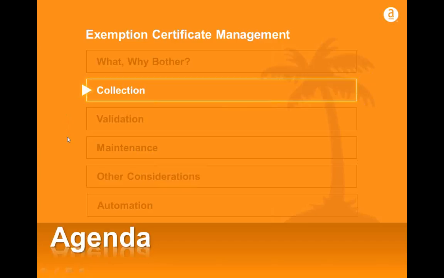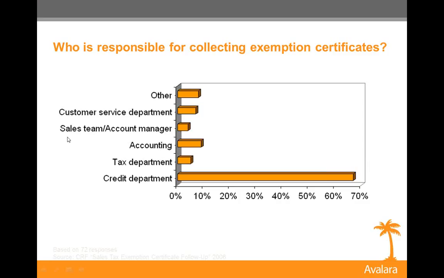So let's talk about the collection of exemption certificates. We've talked to a number of people and we've asked who's responsible in your department for collecting these exemption certificates. And what we found is typically it's the credit department that's responsible for collecting them. We've also found that the credit department is the one responsible for updating the customer records within the ERP. Sometimes the tax department never sees those exemption certificates until an auditor comes in the door, which at that point they may have been exempt incorrectly for a number of years.